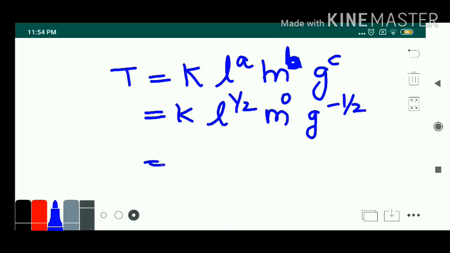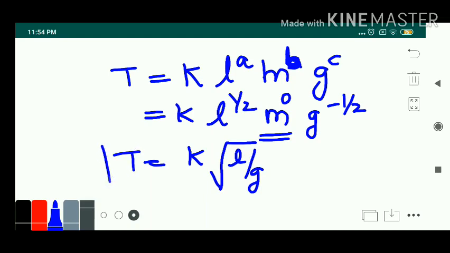Now I am going to rearrange it, guys. So there is no mass, right? So need not write mass. L raised to 1 by 2 and G raised to minus 1 by 2 means there is a root where L comes above and G comes below. Listen, right? L raised to 1 by 2, G is below, so it is minus 1 by 2. So you now got the expression of time period of pendulum.